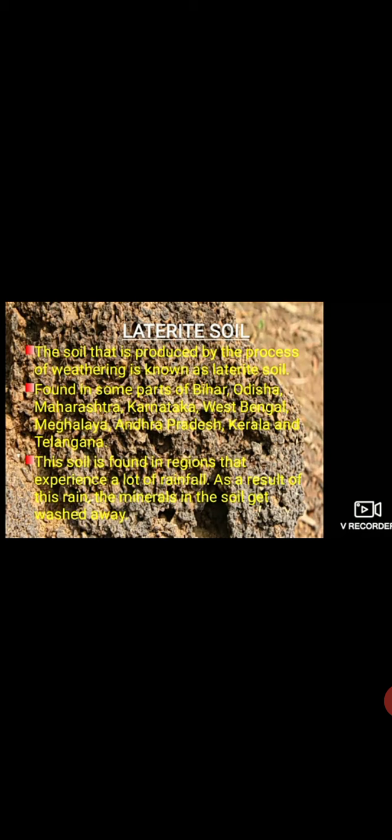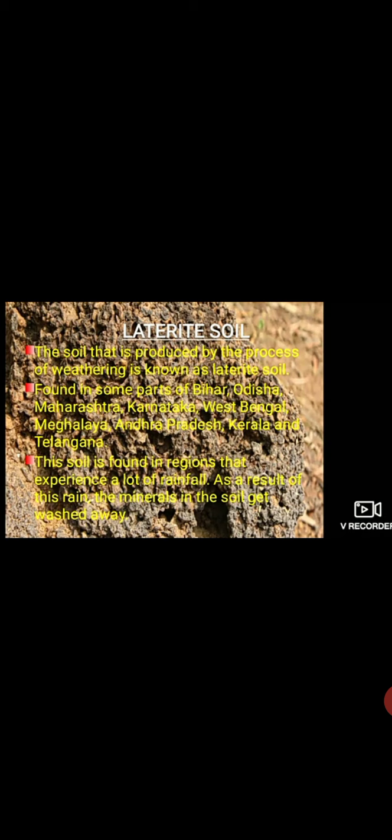Then we have laterite soil. The soil that is produced by the process of weathering is known as laterite soil. What is weathering? Weathering is the process by which rock is broken into smaller pieces by the action of weather. And this laterite soil is produced by the process of weathering.